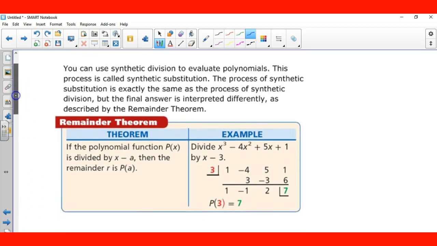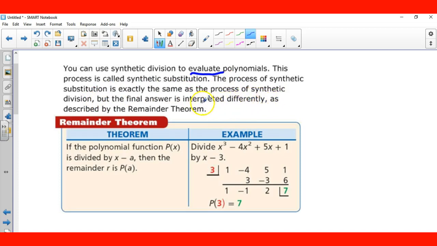Now, right here it says you can use synthetic division to evaluate polynomials, which we just did. This process is called synthetic substitution. Again, we want to evaluate a polynomial. Normally with substitution, you would take a value, plug it in for every x, and that would be your answer. But in this case, we're going to use synthetic substitution. This process is exactly the same as the process of synthetic division. It's the same thing, but the final answer will be interpreted differently.